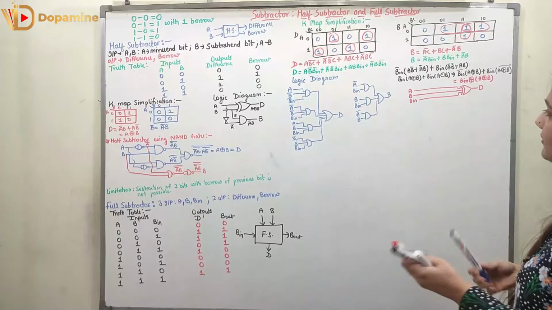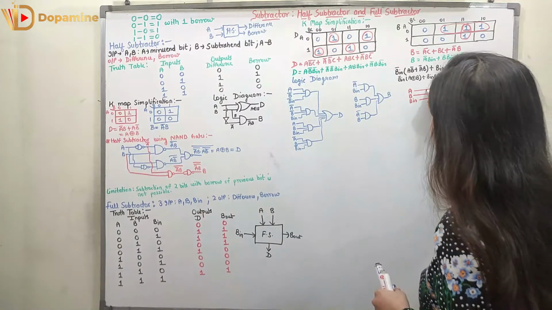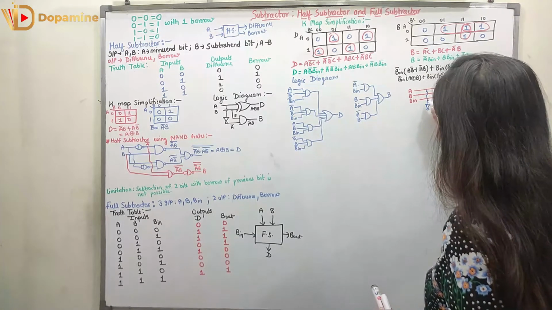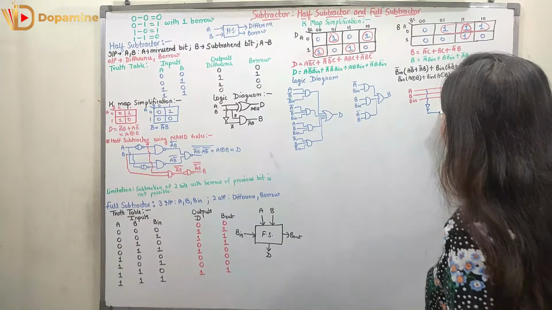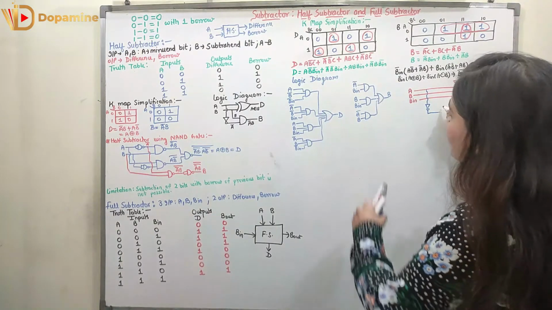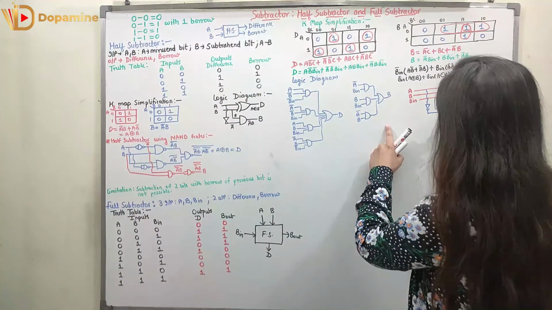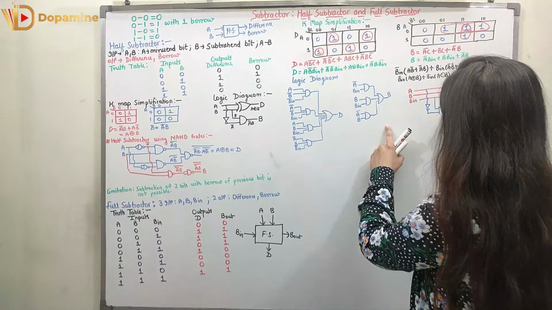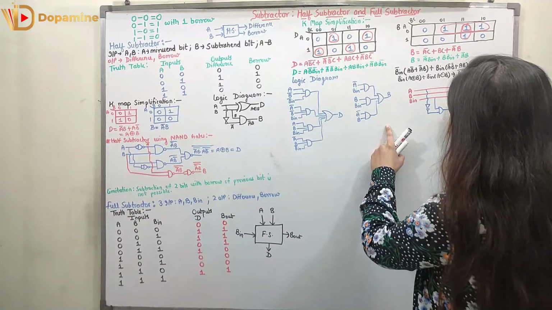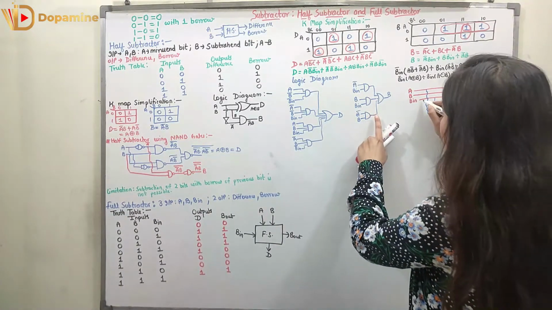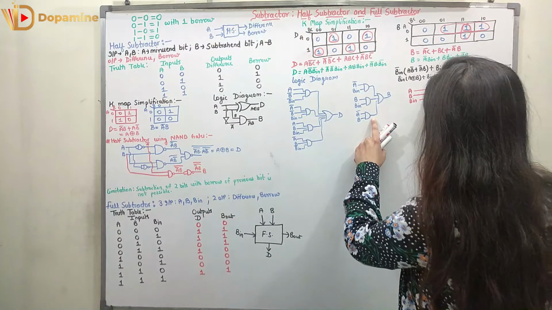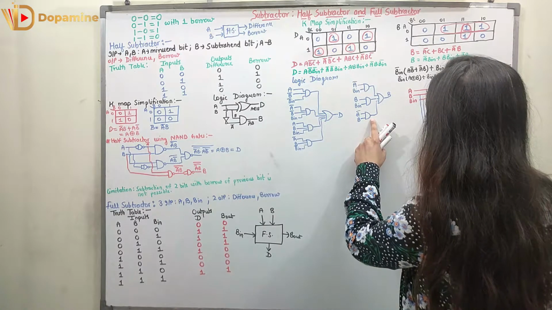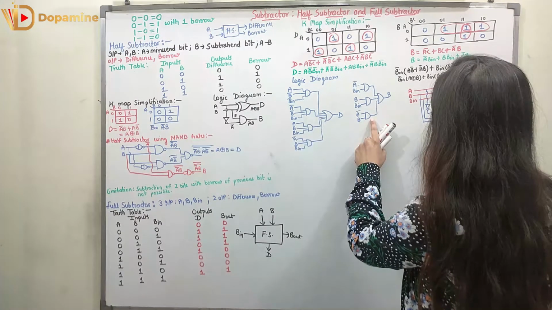Right, now for the borrow I must have A bar, right? So for A bar I am going to take A and send it to the inverter. So this is my A bar. I am going to multiply it with B in. So I am going to take B in and multiply it with the help of an AND gate, right? So here I have used an AND gate. After that what do I require? B and B in, right? So I require B in and B, both of them are multiplied with the help of an AND gate, right?